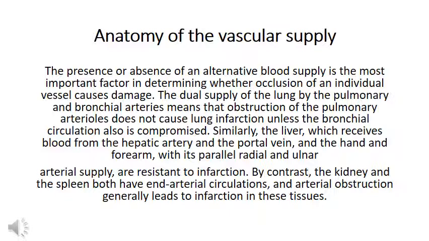Similarly, the liver is provided with two vessels, the hepatic artery and the portal vein. Our limbs also have dual blood supply. But those which have a single arterial circulation, like kidneys and spleen, are more prone toward infarction. A slight obstruction can cause severe damage.